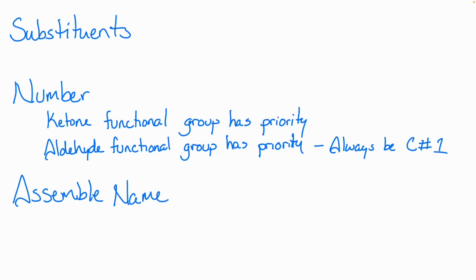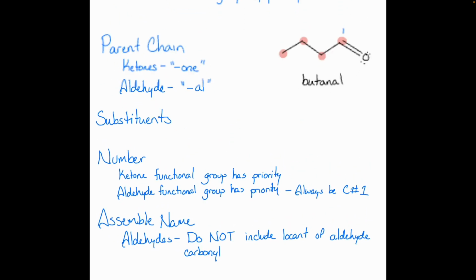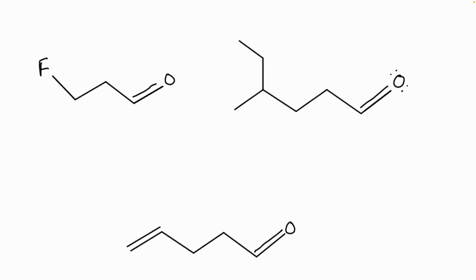And when we assemble our name for aldehydes, we do not include the locant of that functional group. We can just say the carbonyl. Okay, so again, this wouldn't be 1-butanal. It's implied that it's on carbon 1, so just butanal. All right, so then everybody take a second and name these 3 aldehydes for me.